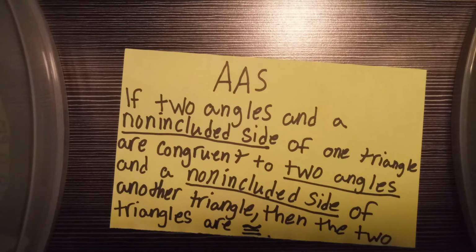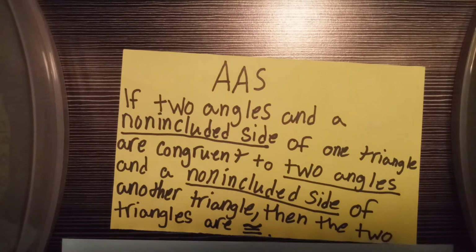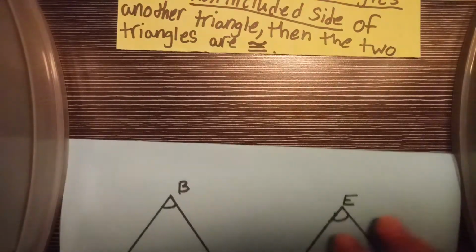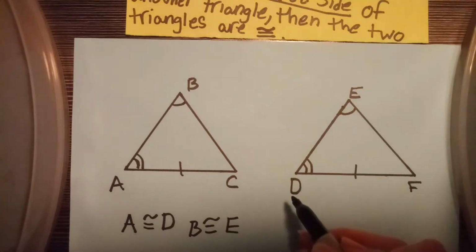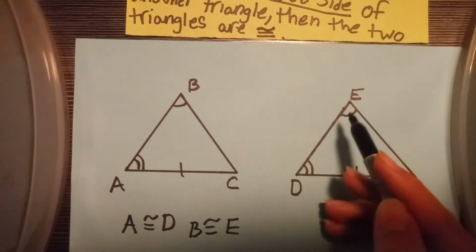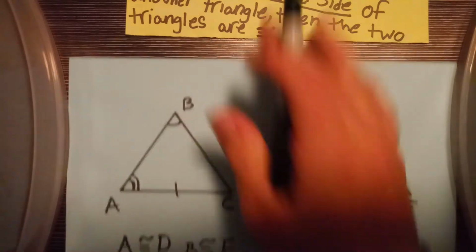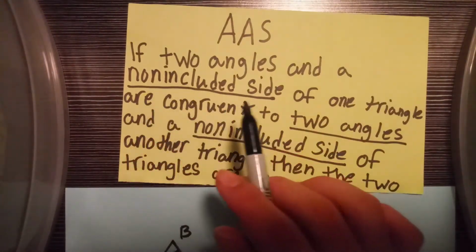Angle, angle, side. If two angles and a non-included side of one triangle are congruent to two angles and a non-included side of another triangle, then the two triangles are congruent. So A is congruent to D, B is congruent to E, and it's saying a non-included side.